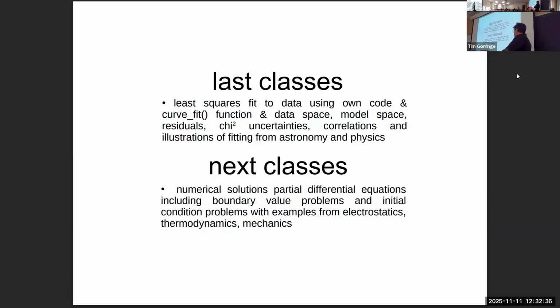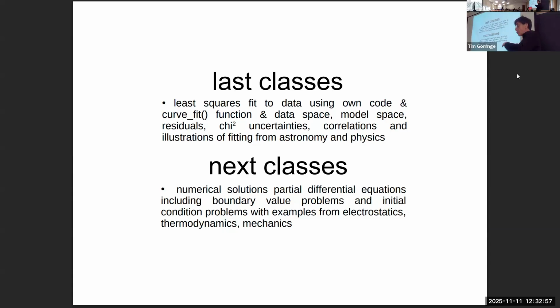Today's class, I want to move on to the numerical solutions of partial differential equations. We'll talk about the numerical solutions of partial differential equations over the next few classes, either 3 or 4 classes, I can't quite remember.